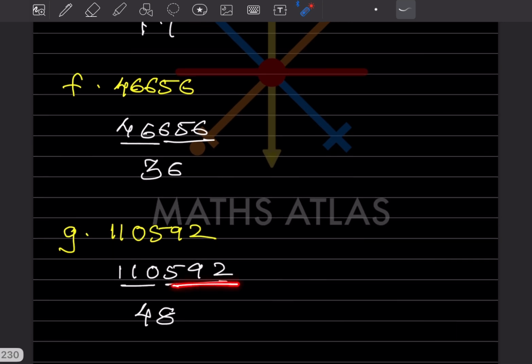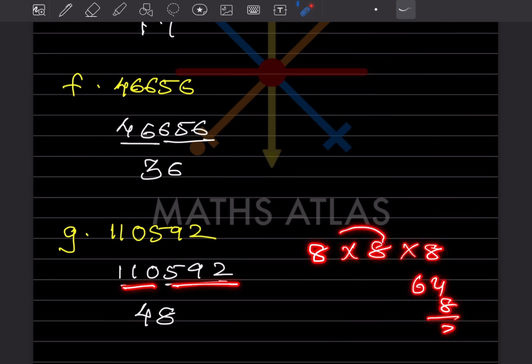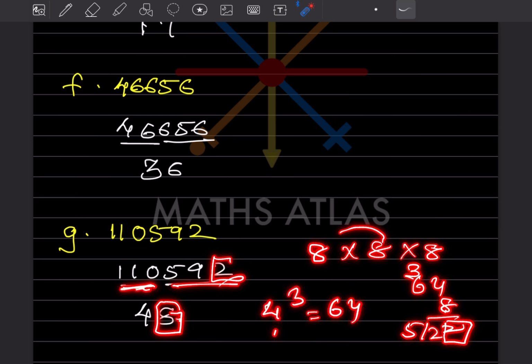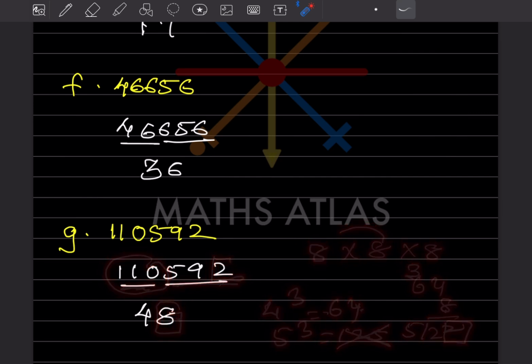Again here, where do we get here? 8 into 8 into 8. So 8 8s are 64. 64 8s, that is going to be 512. So here we get 2. So we can take here 8. And this is 110. So 4 cube is 64. 5 cube is 125. So this is a bigger number, bigger than 110. So we have to take 64. So here will be 4.